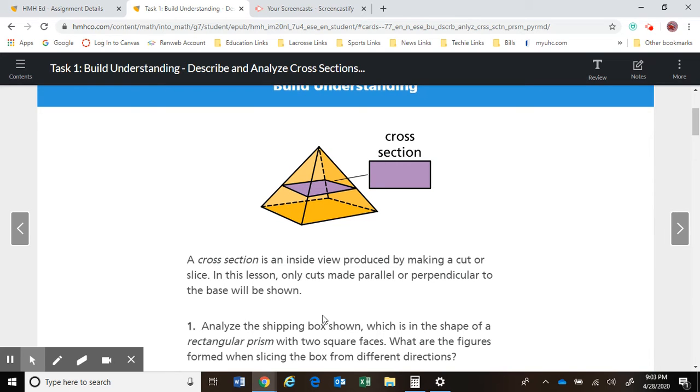Analyze the shipping box shown, which is in the shape of a rectangular prism with two square faces. What are the figures formed when slicing the box from different directions?